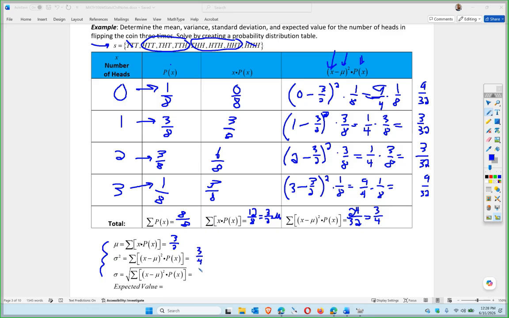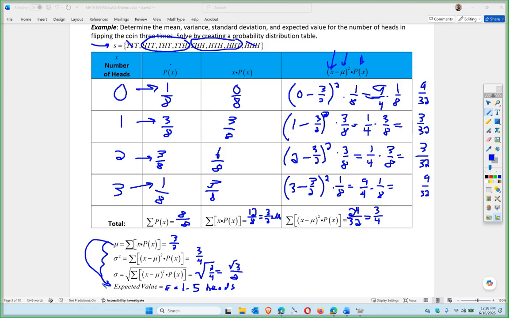Okay, so 3/4 is my variance. If I take the square root of 3/4, I get my standard deviation, which would be the square root of 3 over 2. So the last thing is expected value, which is the uppercase E. So what should I expect from this game? I should expect 1.5 heads, because the mean is the expected value, just in context.